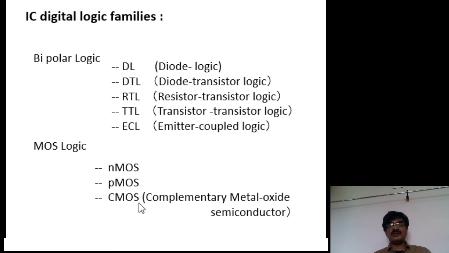Then coming to CMOS, the expansion is complementary metal oxide semiconductor. There is no transistor named CMOS like NMOS and PMOS, but the word complementary means it uses both NMOS and PMOS transistors. CMOS includes both NMOS transistors and PMOS transistors. That's why it is named complementary metal oxide semiconductor. So these are the different families under MOS logic.